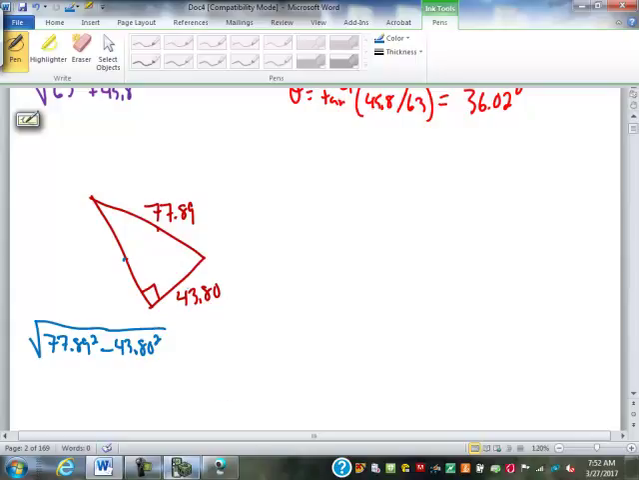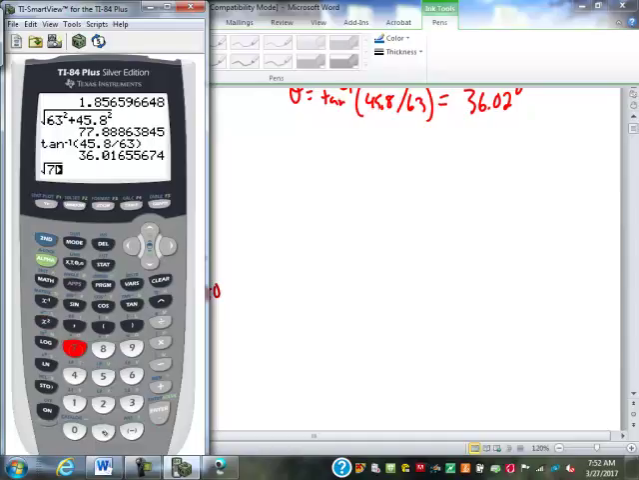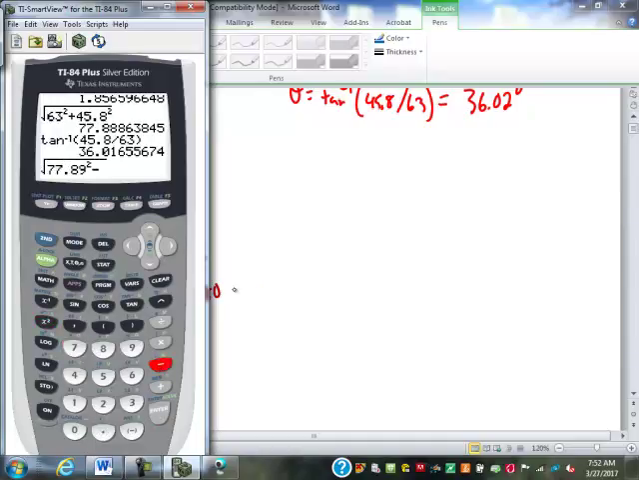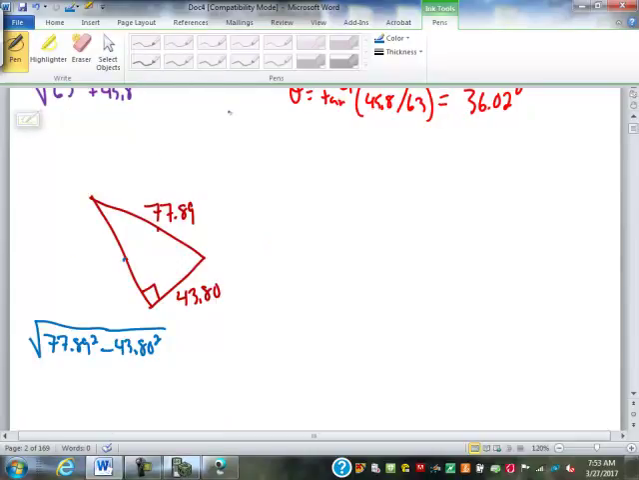So let's do it, 77.89 minus 43°80', 64.41 that comes out to be. And we can find our angles here. Let's find this angle over here first.